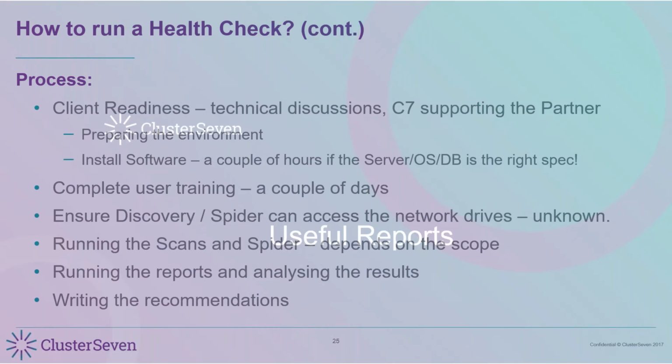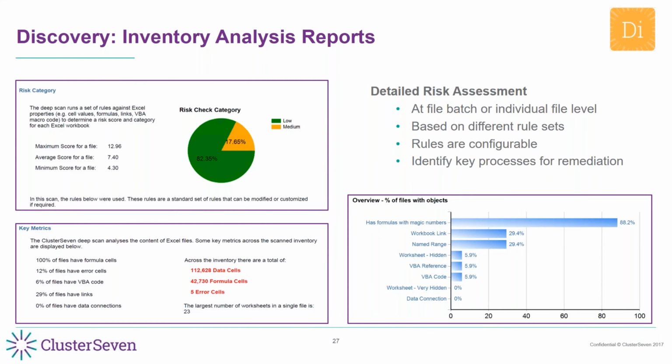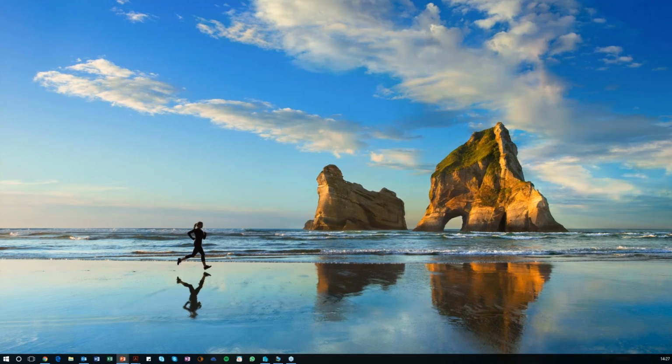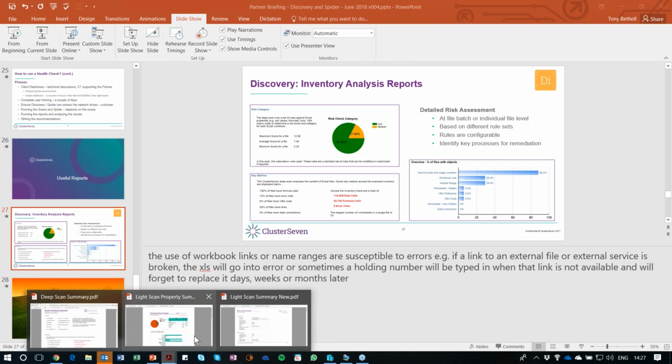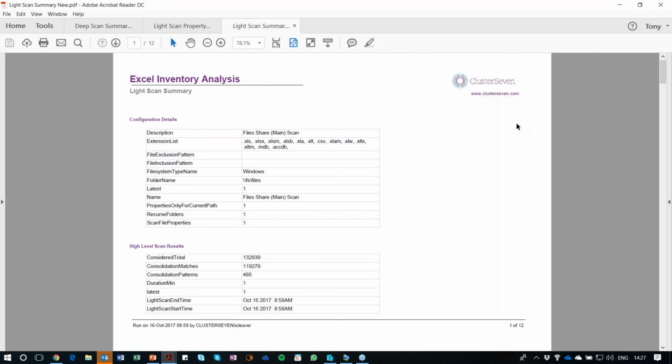So for example, let's have a look at some of the reports. What we're looking at here is how many files are in there and what the risk categories are. It may be looking at the key metrics for those files: how many cells, how many of those files have formula cells, how many have error codes. So that's at a high level. If we come across here, we'll actually see the report itself.